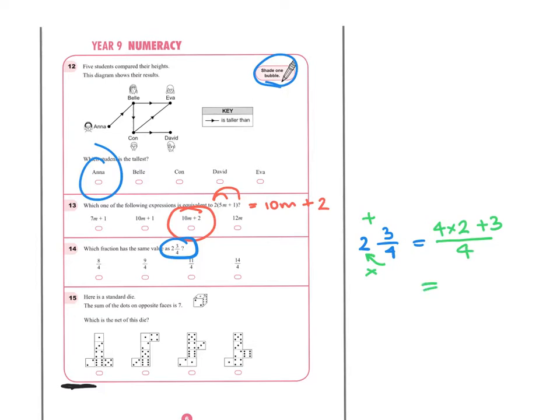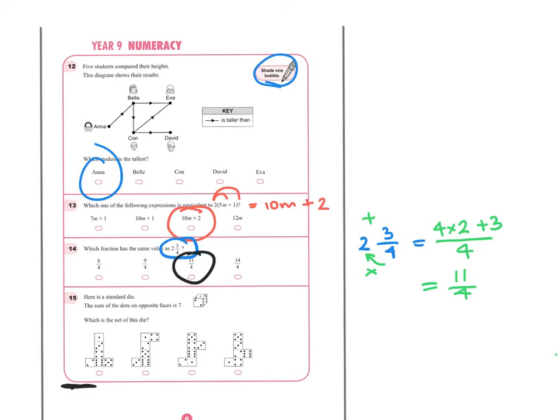This part in the numerator, you can pretty much do in your head, but I'm just showing it here so that you can have a clearer picture of what is going on. So 4 times 2, because multiplication comes first, is 8, plus 3 is 11, 11 over 4. And then you look here, yep, this is 11 over 4.